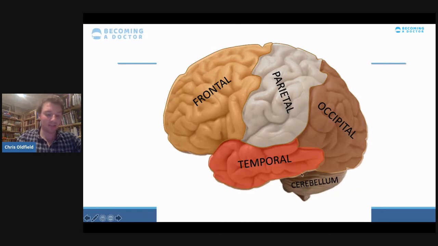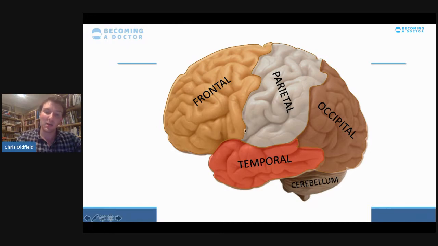And finally, we have the cerebellum. And the cerebellum is the very basic functions that allow you to be able to live, such as regulating breathing and your drive to breathe. There are obviously lots of different areas in the brain that perform lots of different functions, but there's a couple that I want to just point out.